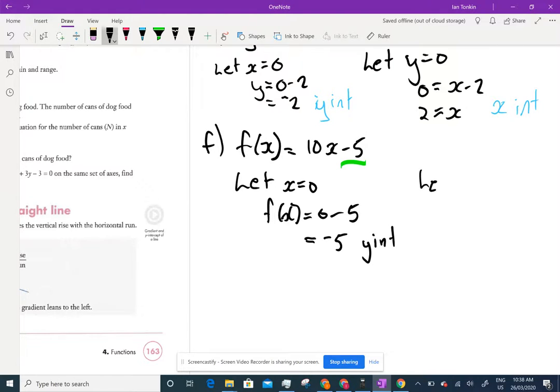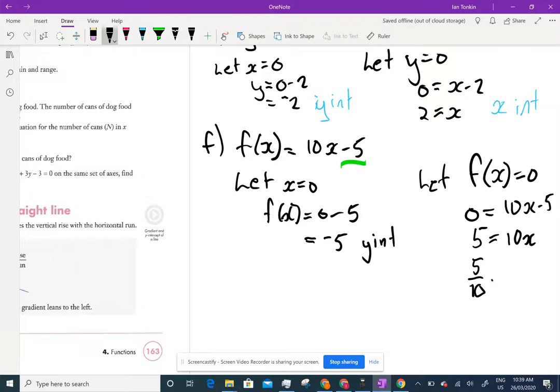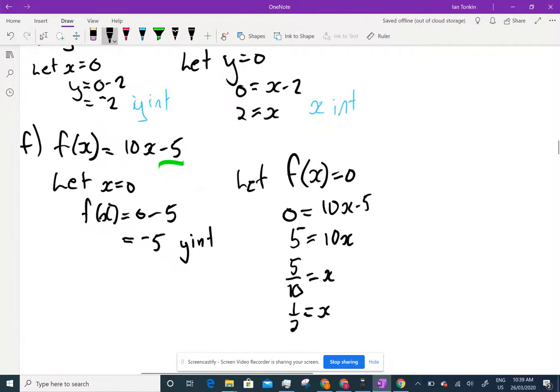And if I let y equals 0, or f of x equals 0, remember f of x, oh geez, that's bad. I'm getting more untidy as I go along. f of x equals 0, I get 0 equals 10x minus 5. I take the 5 over, 10x equals 5, and I divide by 10, I get 5 on 10 equals x, which is a half equals x, and that's the x-intercept.